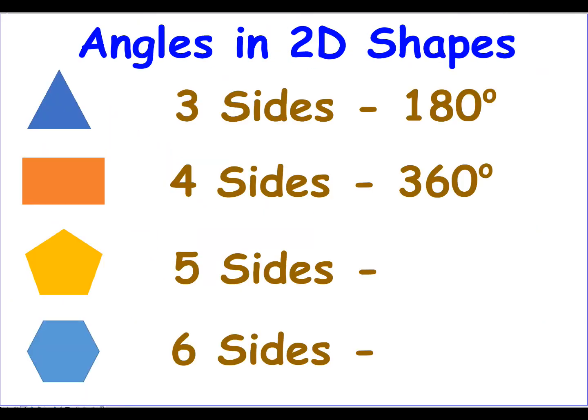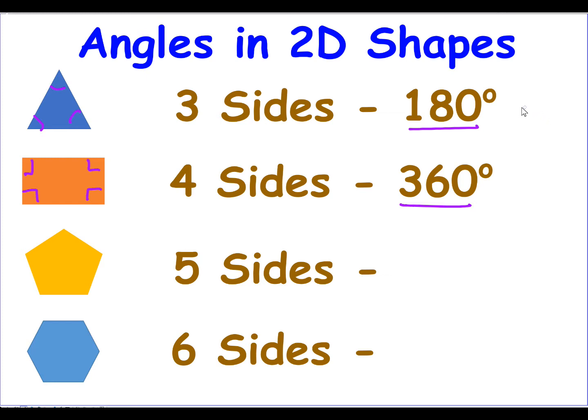Now we've covered a few of our basic shapes, we're starting to see a pattern of the angles inside those shapes. So for our three-sided shape, our triangles, it doesn't matter what the triangle is, the angles inside the shape add up to 180 degrees. And with our four-sided shapes that we've just looked at, the angles, 4 lots of 90, add up to 360 degrees.